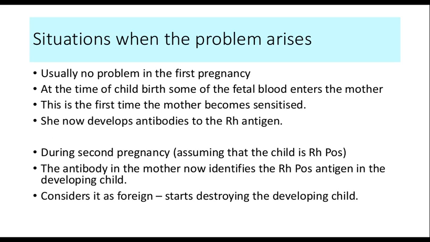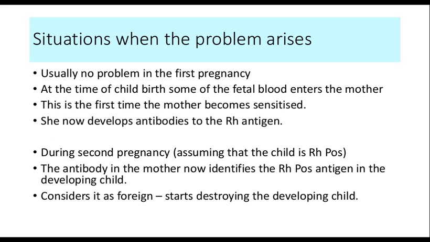Now, let me once again say that during the first pregnancy, usually no problem occurs. At the time of delivery, some amount of blood from the child enters the mother's system and then sensitizes the mother. The mother then gets exposed to the Rh positive antigen and develops antibodies against it.